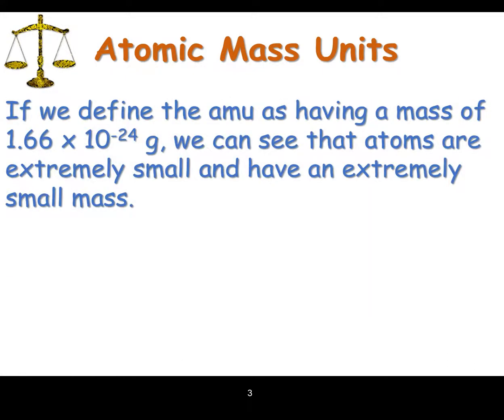Now, the definition we're going to give to AMU is that 1 AMU is 1.66 times 10 to the negative 24th grams. Okay. The idea here is, again, atoms are really small. By putting these in atomic mass units, what we've done is we've put them in a scale that's just easier for us to understand and communicate our thoughts.